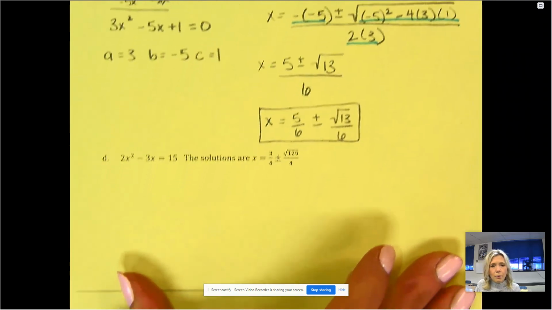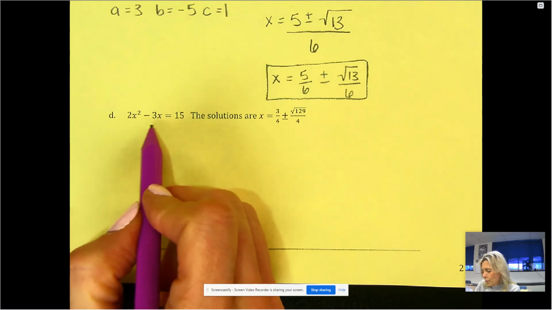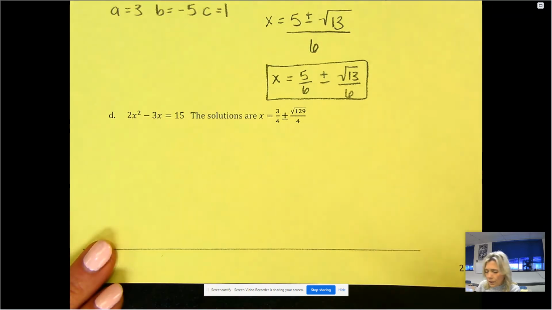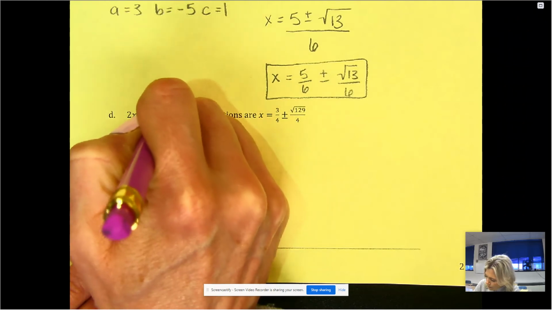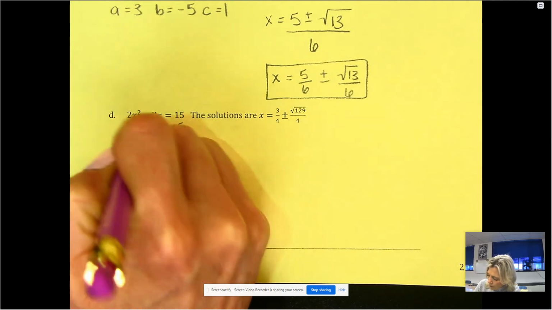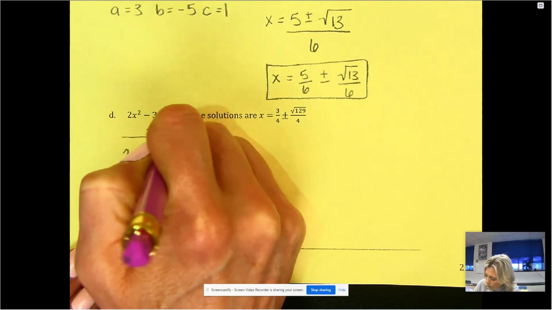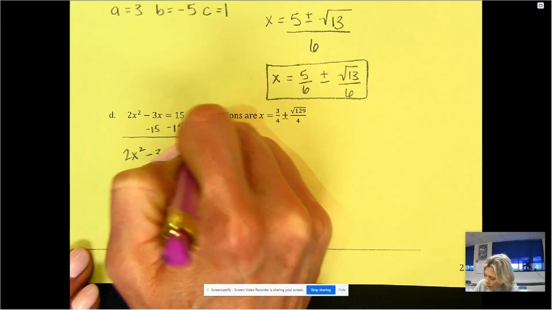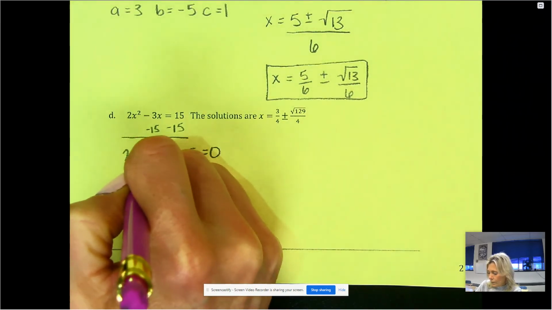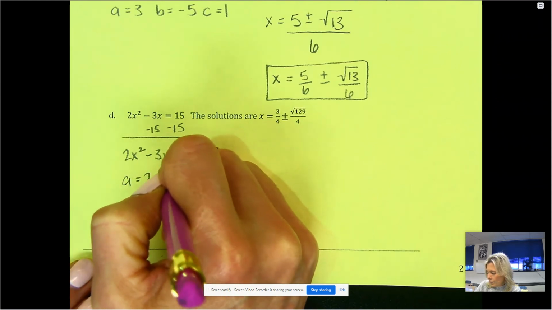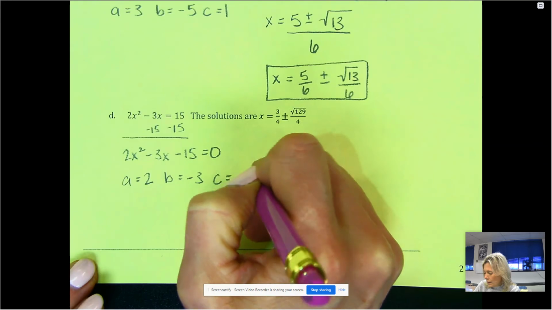Okay, and finally, problem D. Problem D, 2x squared minus 3x equals 15. It needs to equal 0, so subtract the 15. And we get 2x squared minus 3x minus 15 equals 0. A is 2. B is negative 3. C is negative 15.